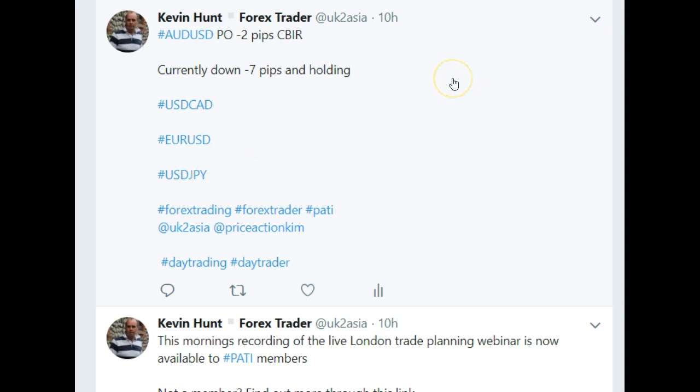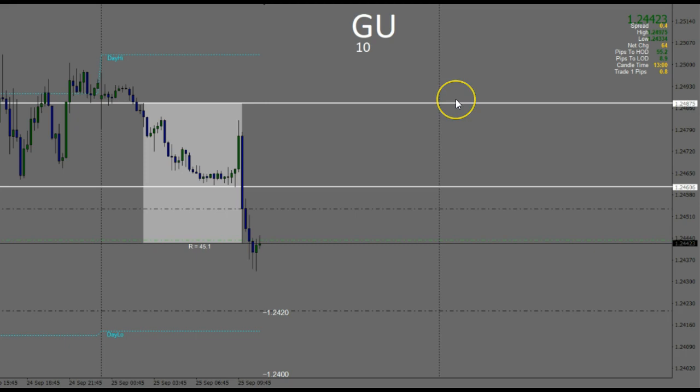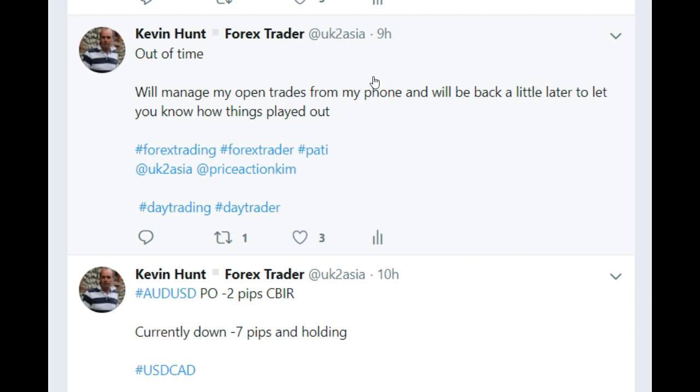This is my Twitter feed, by the way. Soon after I posted that tweet, I took a trade on the pound US dollar. And you can see there where the entry point was. Just as price pulled up here, I took this short and set my take profit down here at the 20 level. So I was now holding 4 trades. This tweet here I put out around 9:30, maybe just after 9:30, saying that I was out of time and that the 4 trades I had open, I'd be managing from my phone.